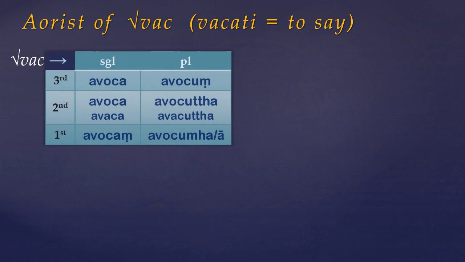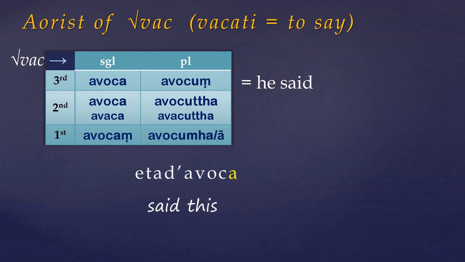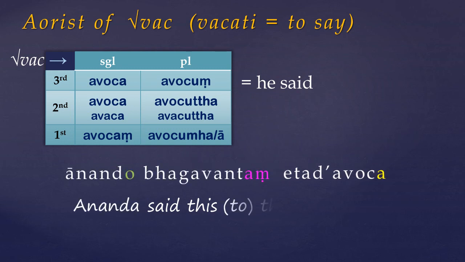Here Warder gives us the aorist inflections, which are quite irregular. And there are actually two stem forms here, avocha and avacha. So avocha means he said, etc. And it's very common for this verb to appear with the pronoun etad, meaning he said this. So for instance, Ananda said this to the Blessed One.